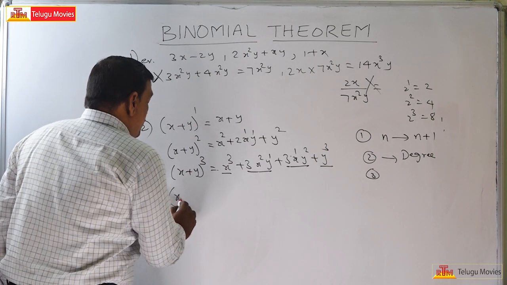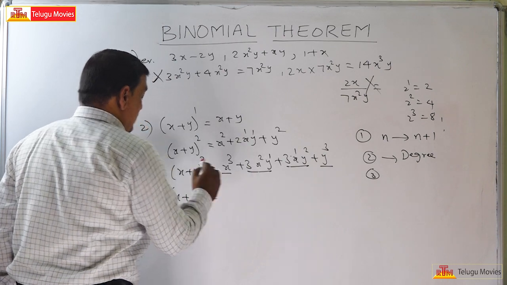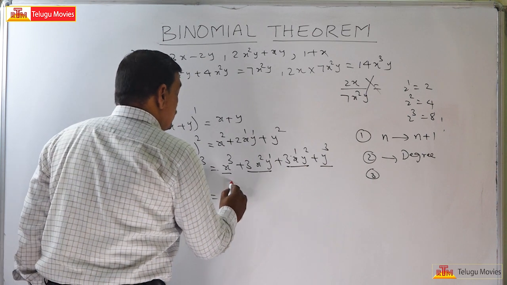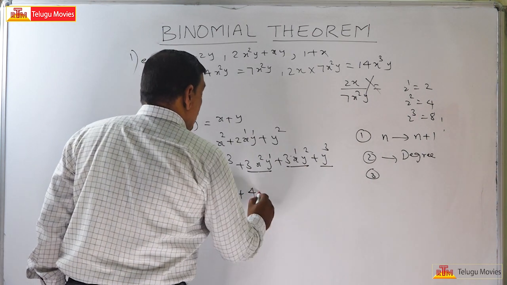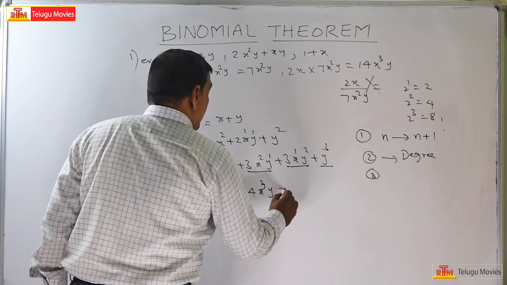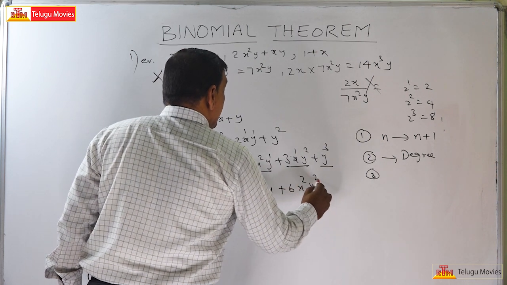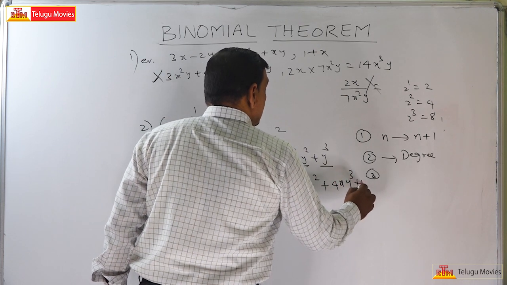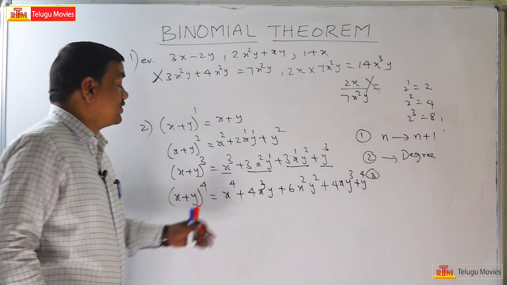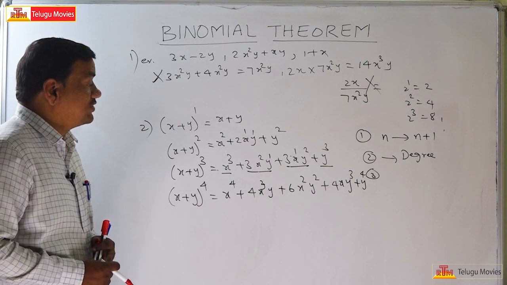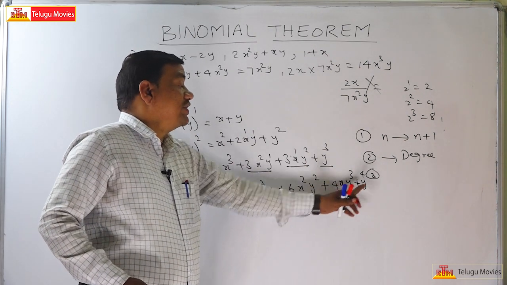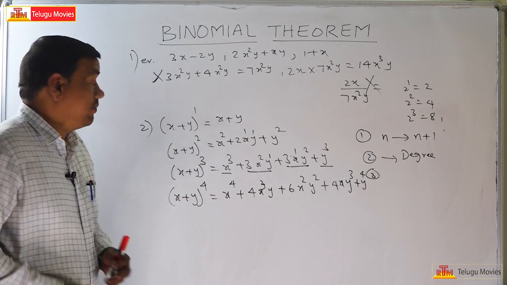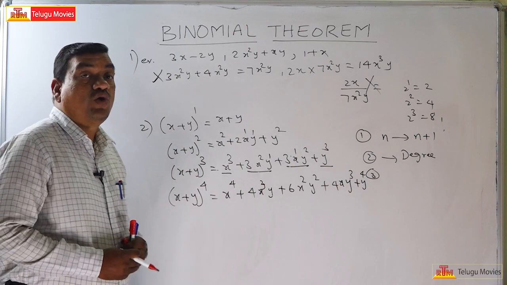Now I will write down the expansion of x plus y whole to the power of 4. This is equal to x to the power of 4 plus 4 x cube y plus 6 x square y square plus 4 x y cube plus y to the power of 4. So you see the expansion of the binomial x plus y whole to the power of 4.